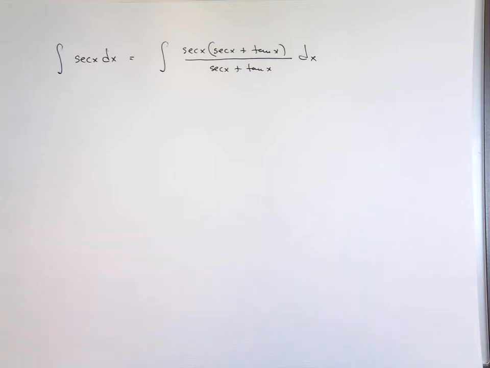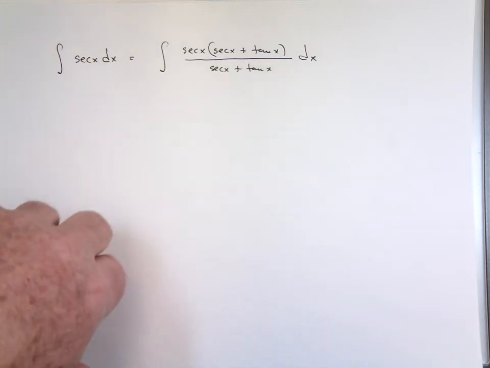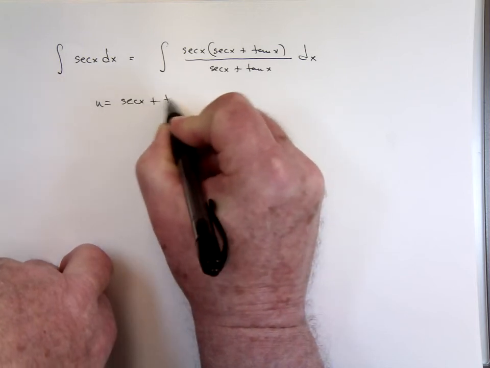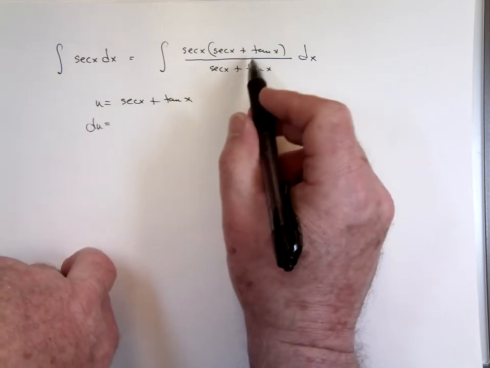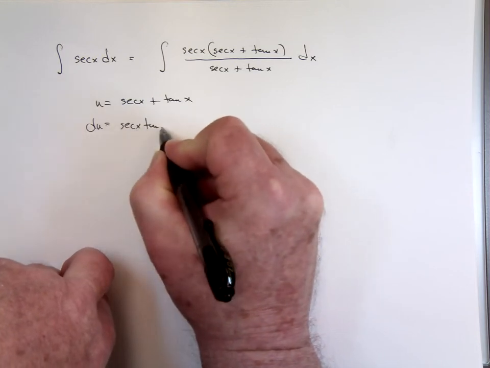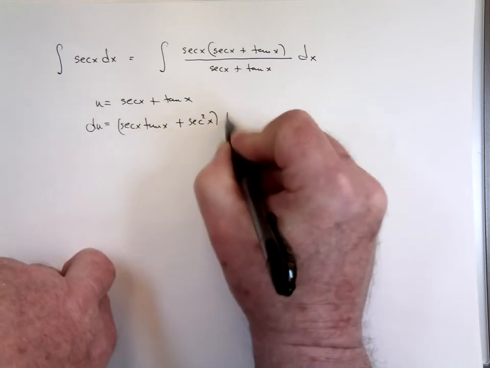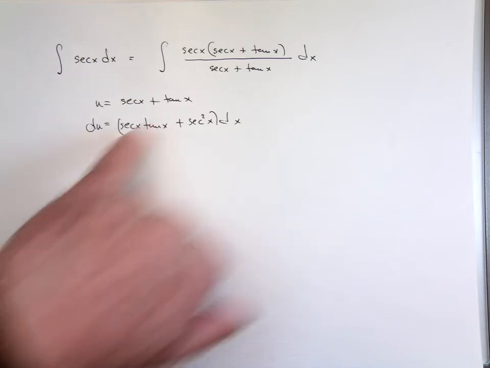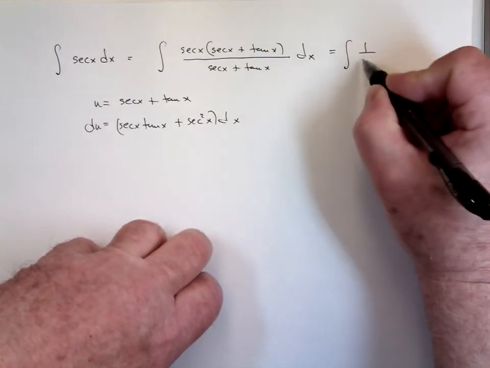That's exactly right. Now I have a 1 over u du form. u is equal to secant plus tangent. The du is equal to, the derivative of secant is secant tan, I got them reversed there, but anyhow, secant x tangent x. The derivative of tangent is secant squared. And believe it or not, that's what I have in the numerator. It's the derivative of the denominator. I have a 1 over u du form. That's perfect.